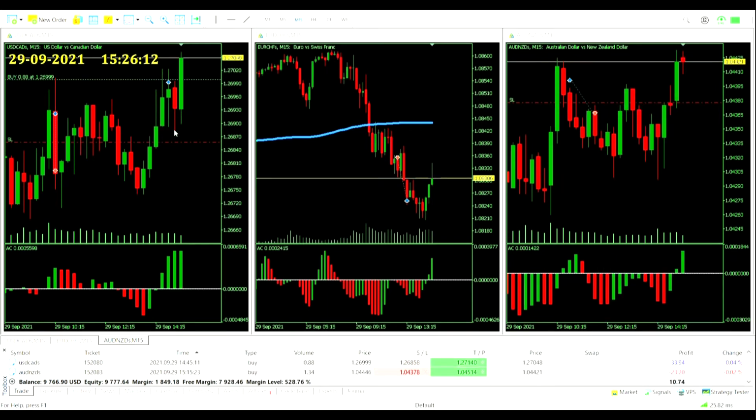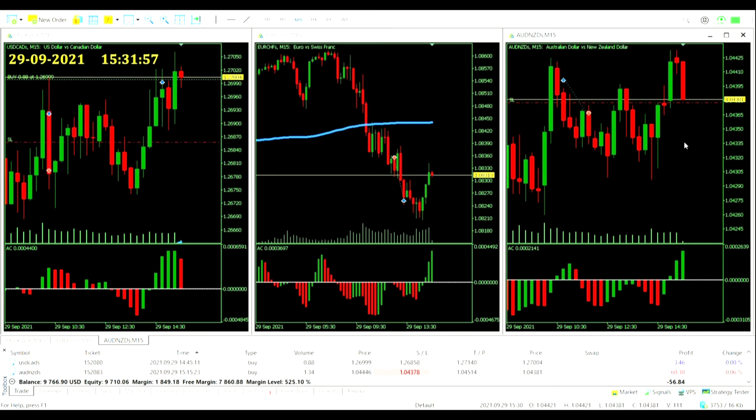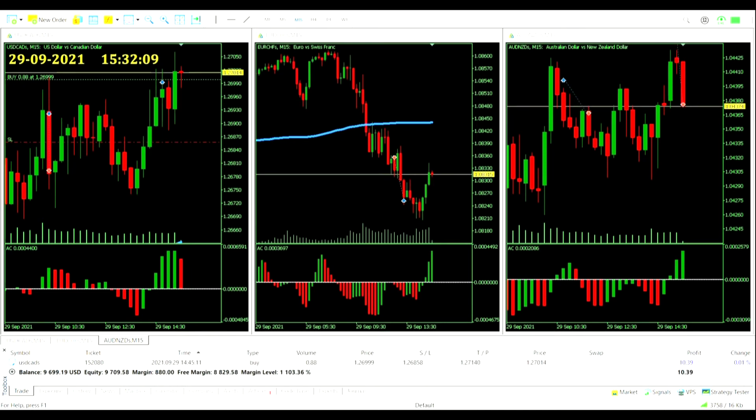Surprisingly, US dollar, Canadian dollar at the moment looks like it may have survived the retracement as we go into profit here. However, over on the right on the Australian dollar, New Zealand dollar trade, very close to our stop loss there. It looks like it's going to trigger. And there it does go.